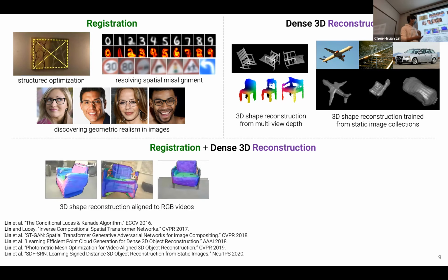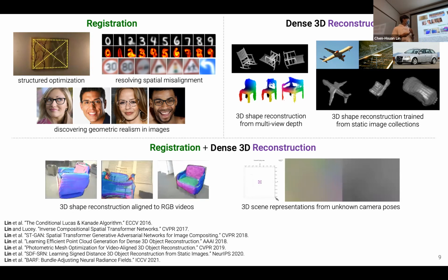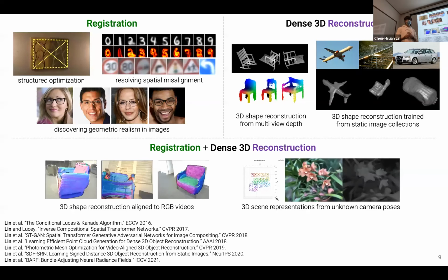And also, more recently, we have a work on learning representations from unknown camera poses, where given that we have randomly initialized camera poses, or initialized at the identity, we can jointly solve for the scene representation and the camera poses all together by utilizing a more generic rendering prior.